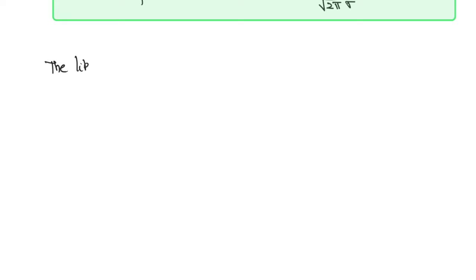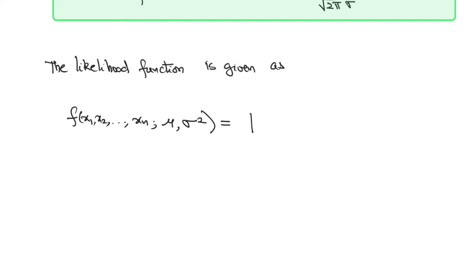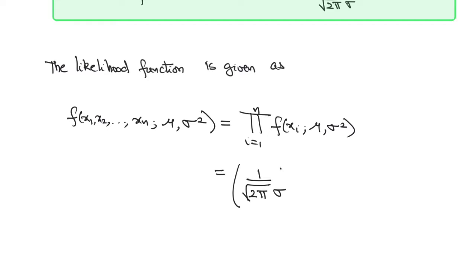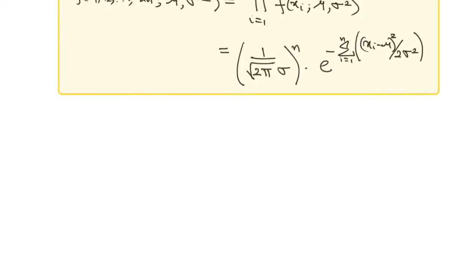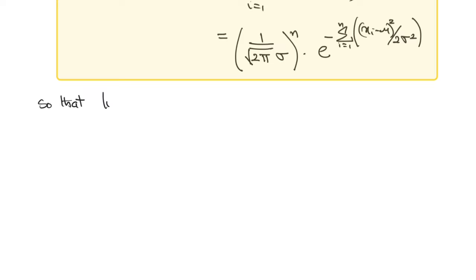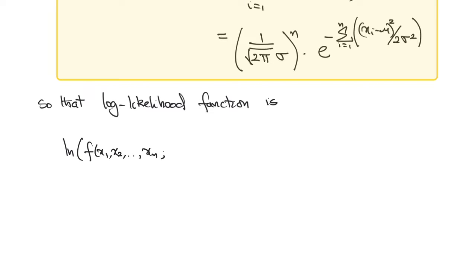In this context, our xi's are going to have PDF f of xi, comma mu, comma sigma squared, given by the following formula. And the likelihood function can be calculated, because of the independence of the random variables, as the product of each of these PDFs, that is 1 over square root of 2 pi times sigma, the whole to the power of n, times the following exponent. We can now take the logarithm of this function to get the log likelihood function, which is going to be much simpler to work with.